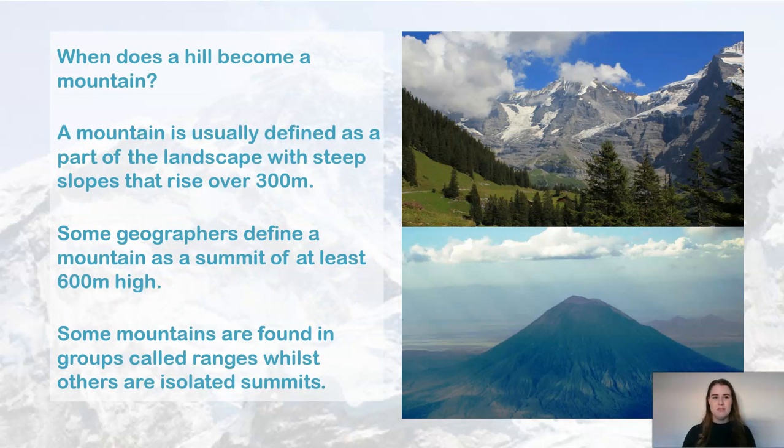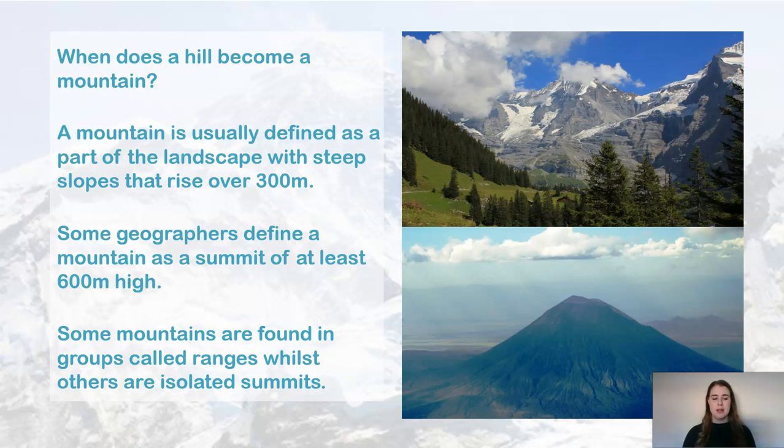So to explain it a little bit further, a mountain is usually defined as part of the landscape with a steep slope that rises more than 300 meters. So usually for a classification for a mountain, it has to reach a certain height for it to be considered a mountain and not a hill. Now there are some differing opinions from geographers who define a mountain where the summit is at least 600 meters high. So here we're now talking about double for a mountain.